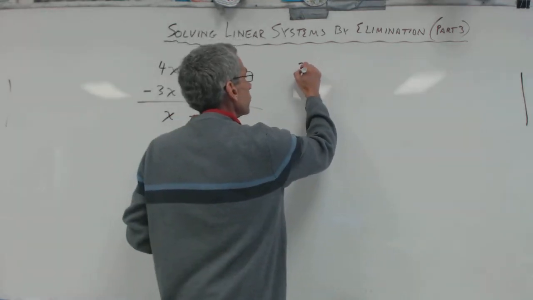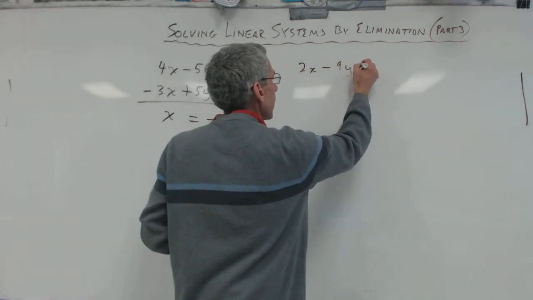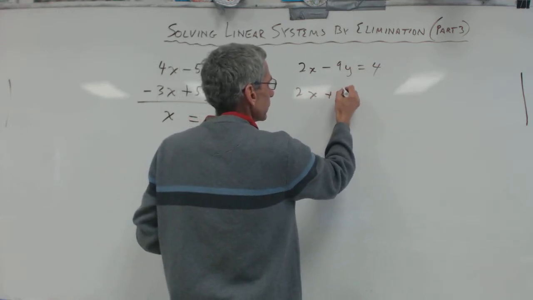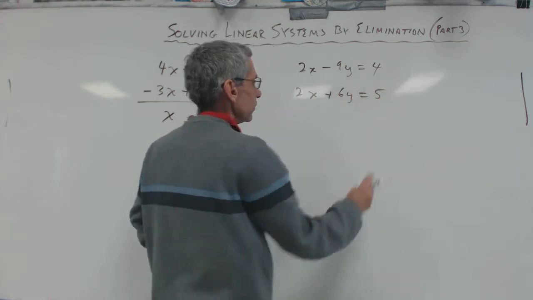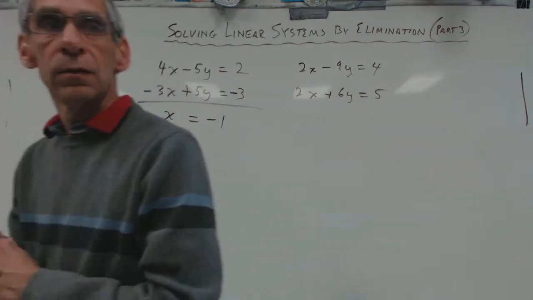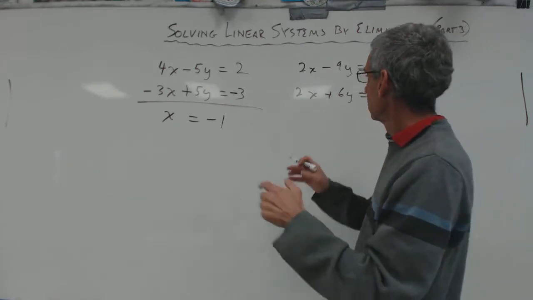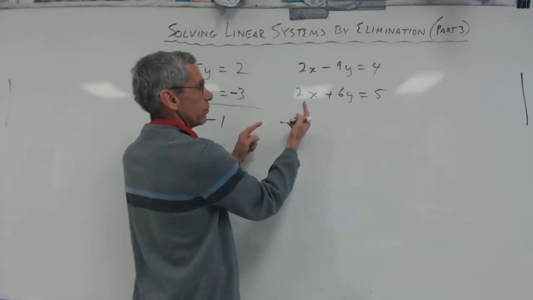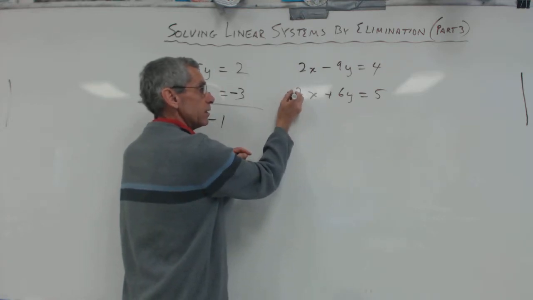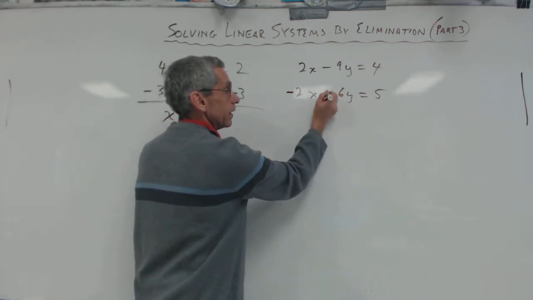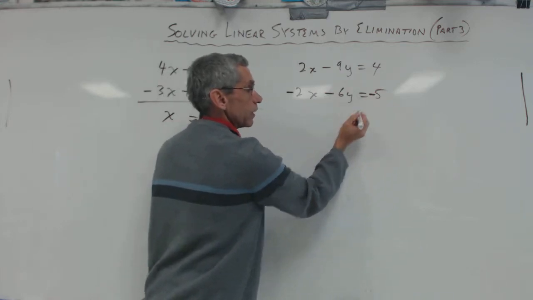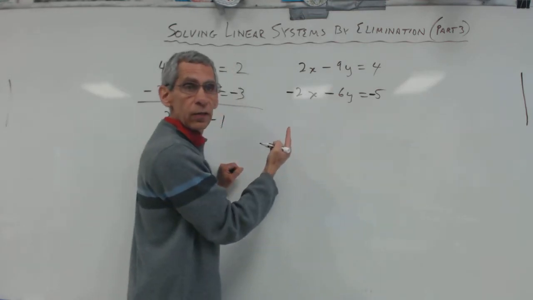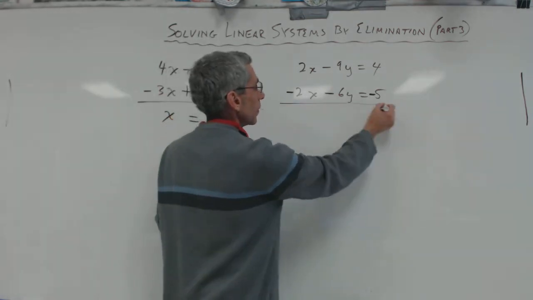2x minus 9y is equal to 4, and negative 2x minus 6y. What would I do? Okay, so he's multiplying this one by negative 1, right? So he's going to change that to a negative, change this to a negative, change this to a negative. I thought 6 is already negative. No, it was positive. And then so it'd be negative.